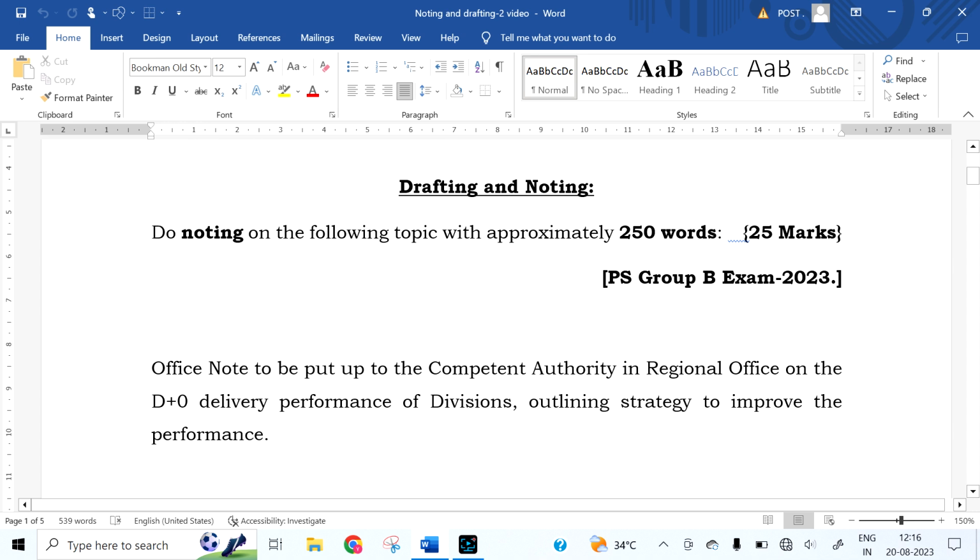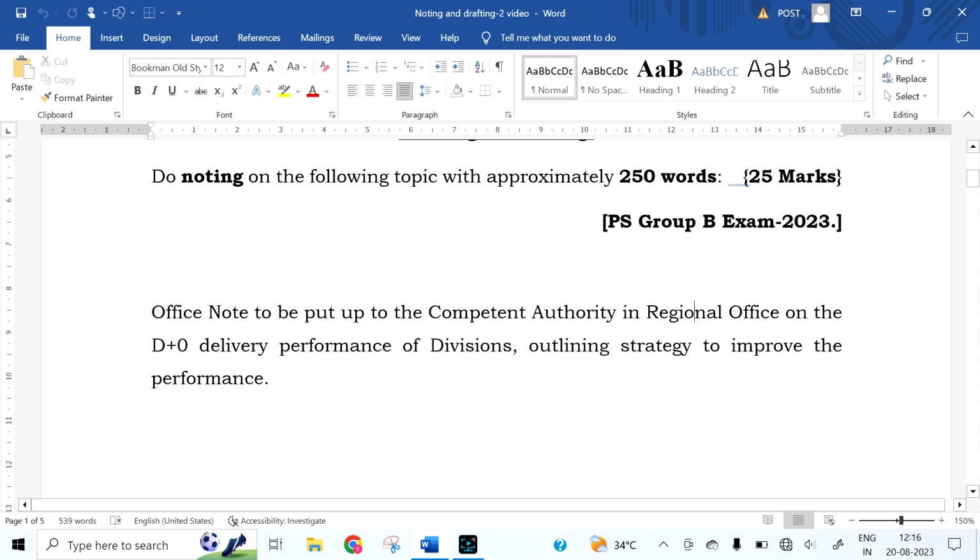I have taken an example from the PS Group B examination 2023: do the noting on the following topic with approximately 250 words, for 25 marks. The question is: office note to be put up to the competent authority in regional office on D+0 delivery performance of divisions, outlining strategy to improve the performance. So this is what you have to do. You are in a regional office, and you have to outline the strategy to improve the D+0 delivery performance in the divisions.